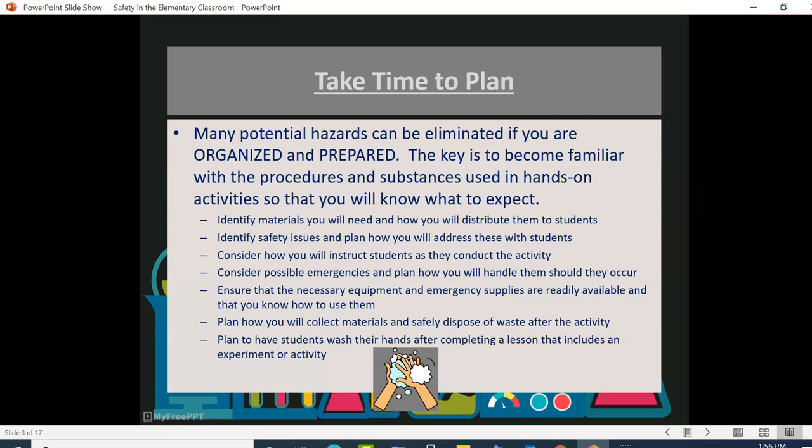Ensure that the necessary equipment and emergency supplies are readily available, and you should know how to use them. Plan how you will collect materials and safely dispose of waste after a classroom science activity. Plan to have students wash their hands after completing a lesson that includes an experiment or an activity.